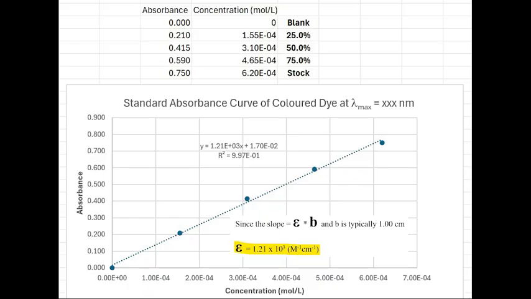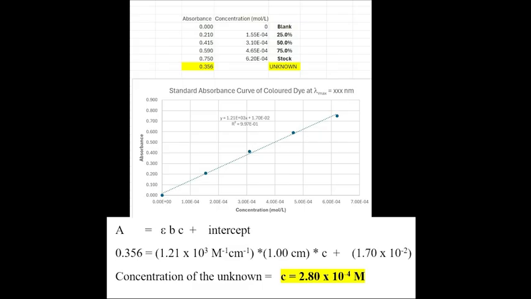Let's say you were given an unknown sample of the colored dye and it had an absorbance of 0.356. You would then use your standard curve equation to solve for the concentration.